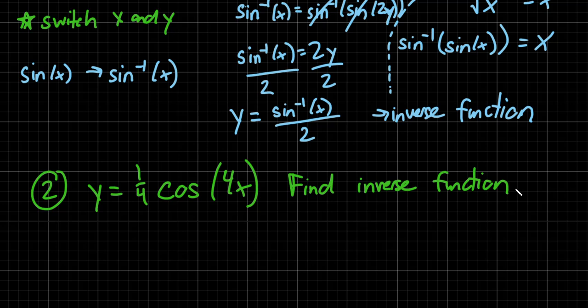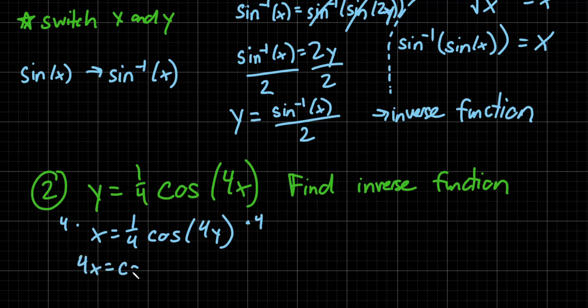Amy, what is my first step always in finding an inverse? Switch x and y. So we get x equals 1/2 cosine of 4y. Elijah, what do I do next? I want to get rid of the 1/4 first. Multiply by 4. So I get 4x equals cosine of 4y. Now what do I do, Elijah? Now inverse cosine. So cosine inverse of 4x equals cosine inverse of cosine of 4y.